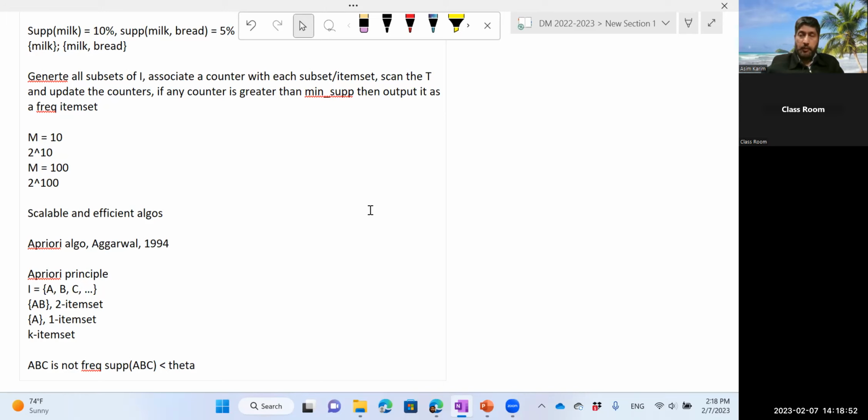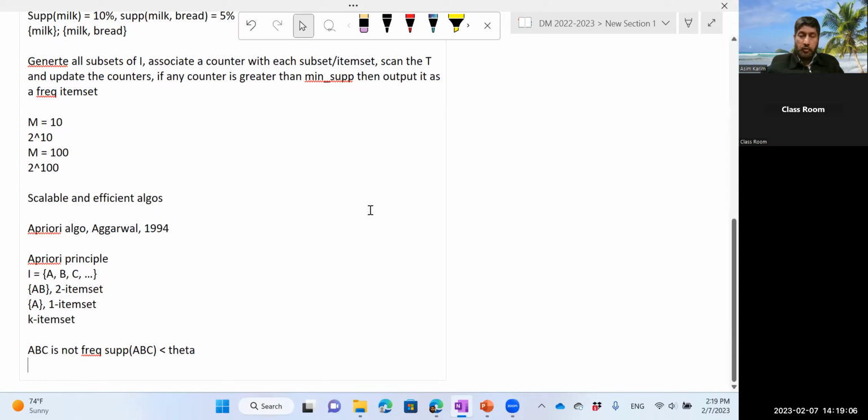So if someone tells you that ABC is not frequent, is there something that you can say about the supersets and the subsets of ABC? Let's say we talk about a superset, A, B, C, and F. Would this be frequent? This would be not frequent for sure, because if ABC is not frequent, obviously its superset is never going to be frequent.